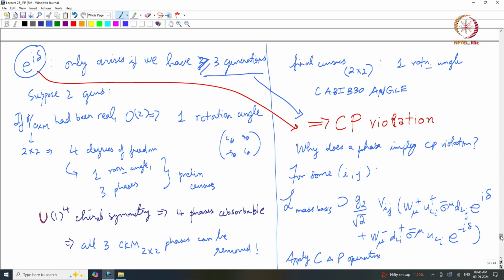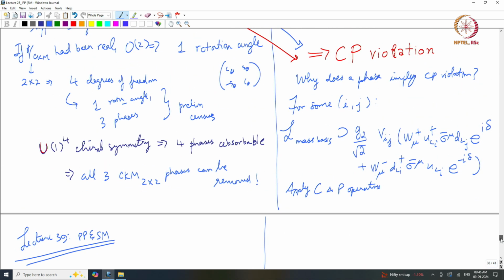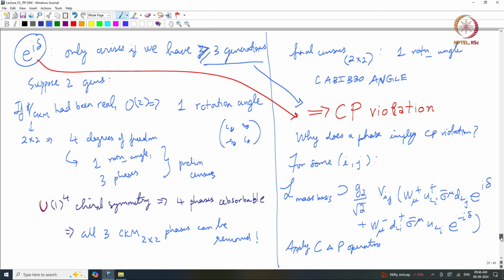I made a statement that we can only have this CKM phase if there are at least 3 generations. How do we know that? If we take 2 generations, by once again parameterizing in terms of rotation angles and phases, we see that there is enough chiral symmetry in the mass terms to remove those phases. You have a U(4) chiral symmetry and 3 phases, and you can easily remove those 3 phases without any problem.